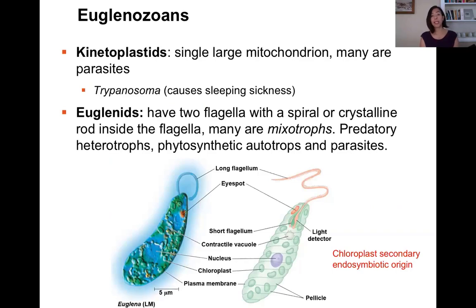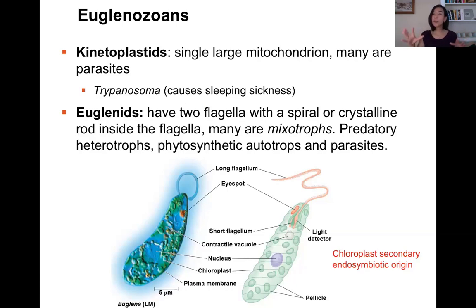The third group of excavata is the euglenozoans, and this is further divided into kinetoplastids and the euglenids. These euglenids are the same group that I was presenting before when I introduced Ernst Haeckel, and this is the one that can be mixotrophic. It moves with amoeboid movement and also flagellated movement.